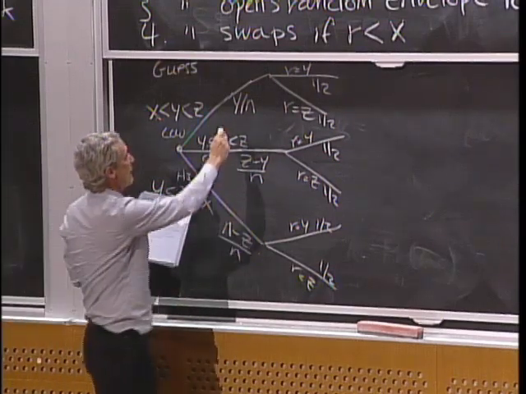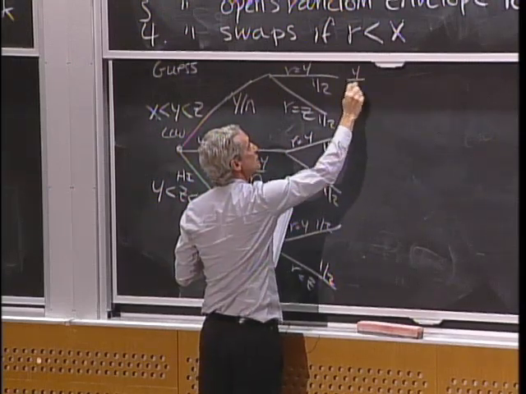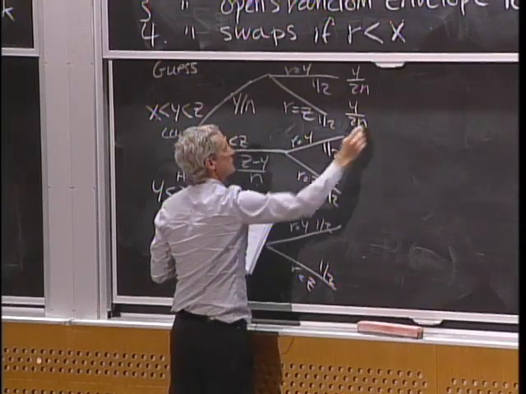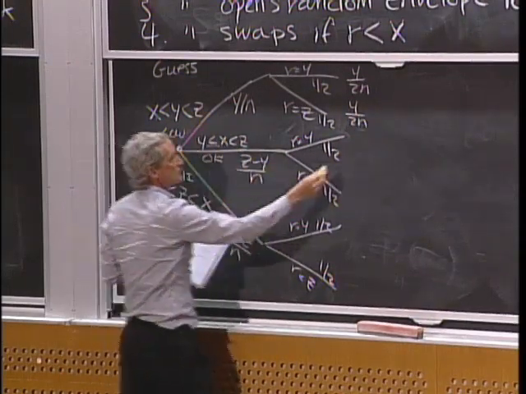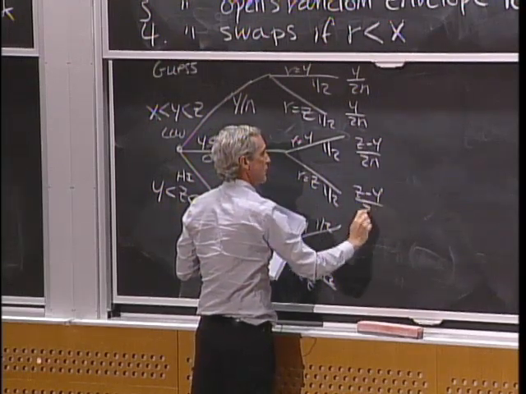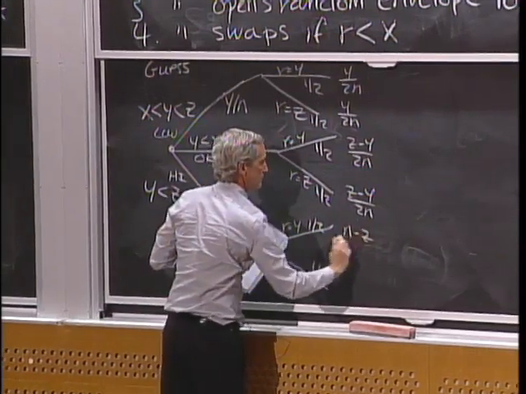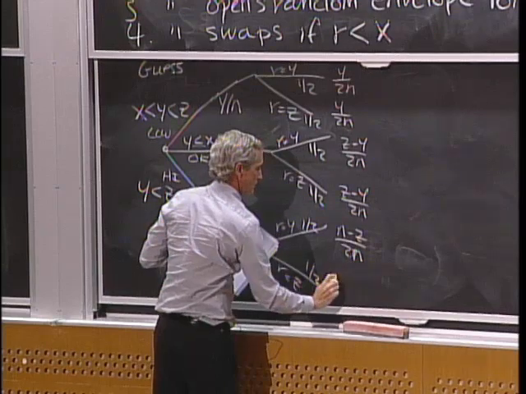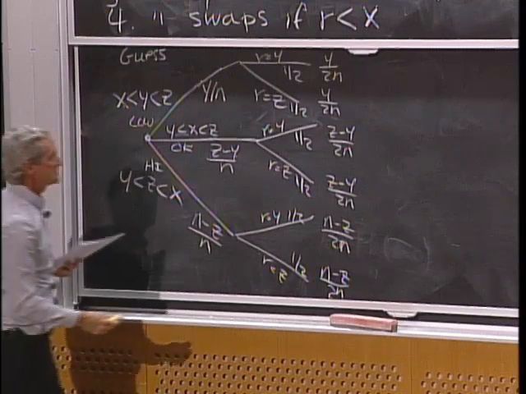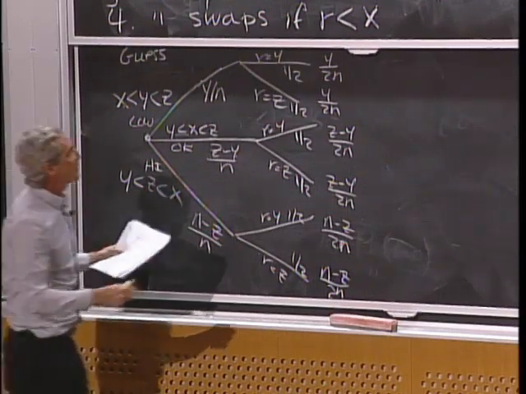All right. Well, now we can compute the probability of each outcome. This is y over n times 1/2 is y over 2n. This is y over 2n also. This is z minus y over 2n. Z minus y over 2n. N minus z over 2n. All right, I got all the sample points. I got all the probabilities. Let's figure out if you win now.